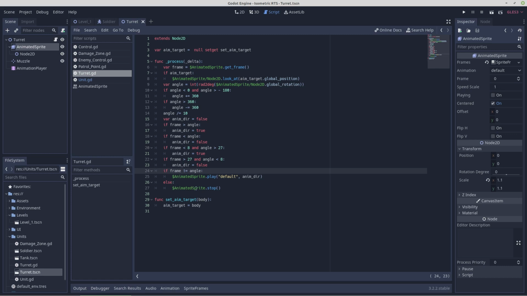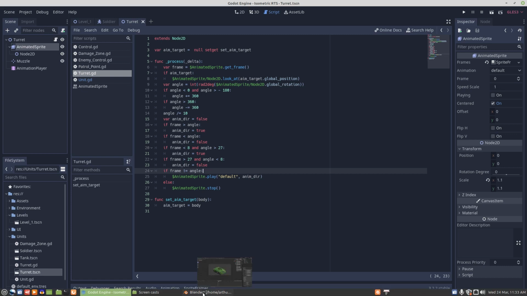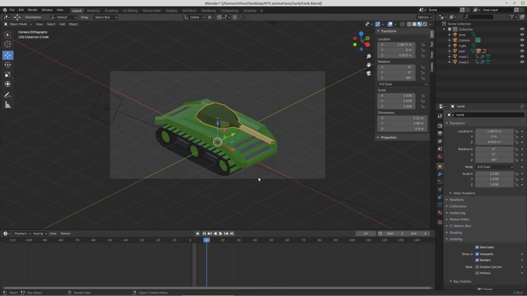And if the frame does equal the angle, well, then the turret is pointing at the target and there's no need for the animation to play. So hopefully that makes it clear how the animation is built and set up in script to work in Godot. Later on we'll get back to the muzzle. For now we'll look at how the animation is created in Blender.